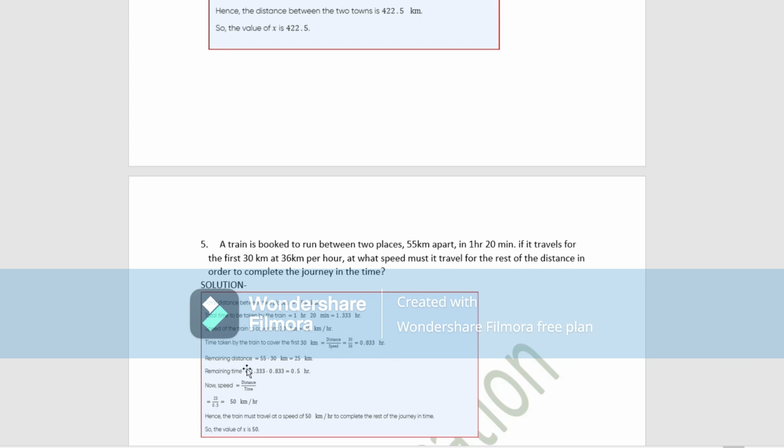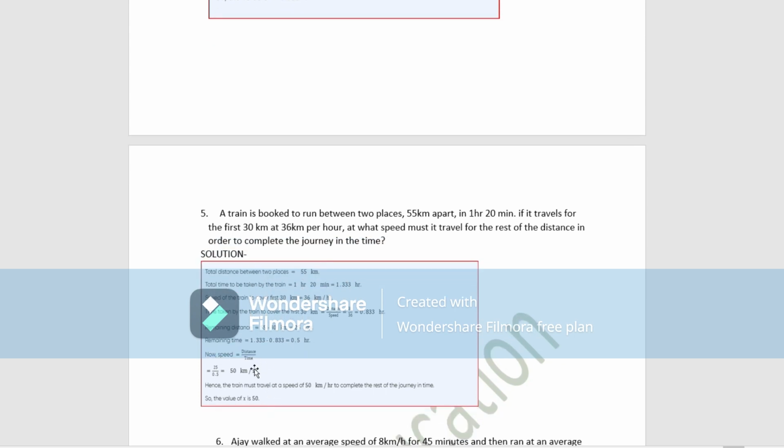Next, remaining distance is what? 55 kilometer minus 36, that means 25 kilometer. And the remaining time is what? 1.33 minus 0.833, that means 0.5 hour. Now we will calculate the speed equal to distance by time. That means here 25 by 0.5, that is 50 kilometer per hour. So the train must travel at a speed of 50 kilometer per hour in order to complete the rest of the journey.